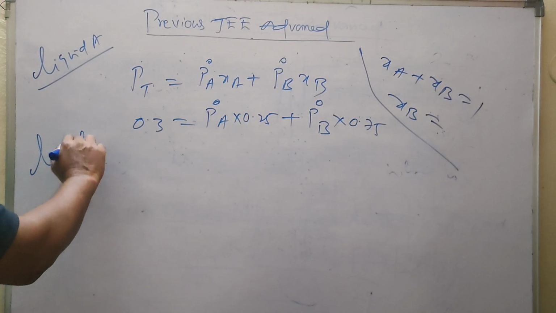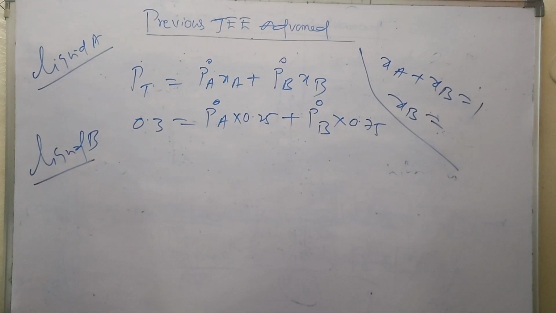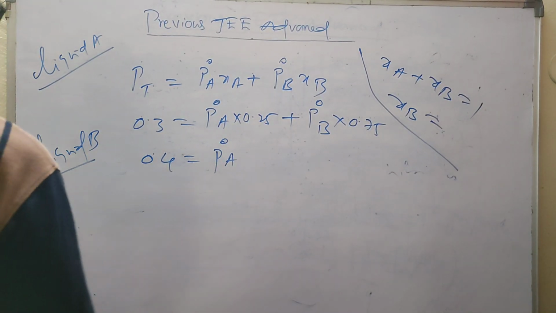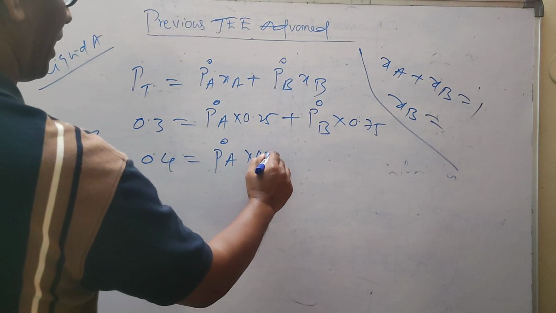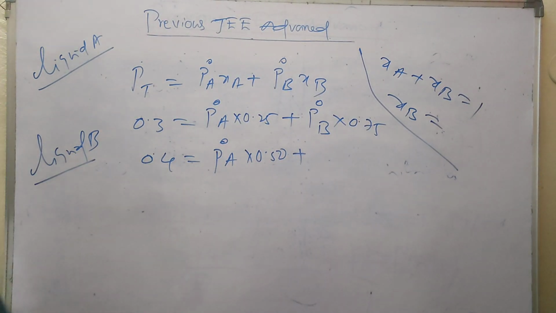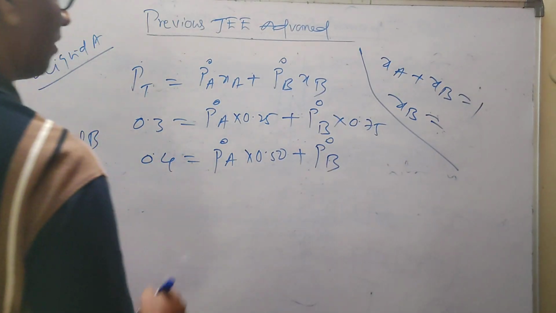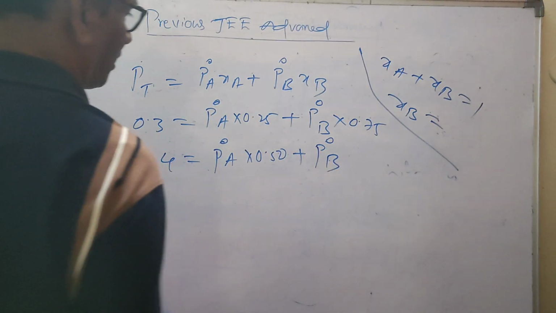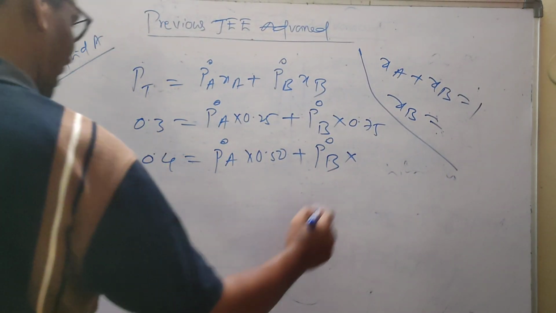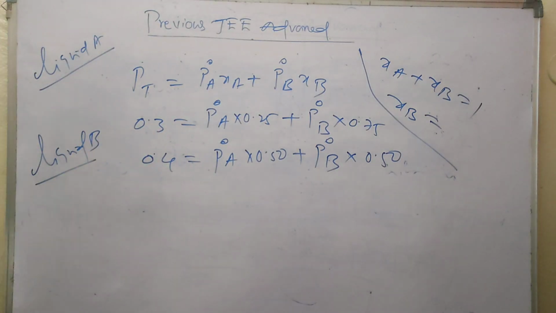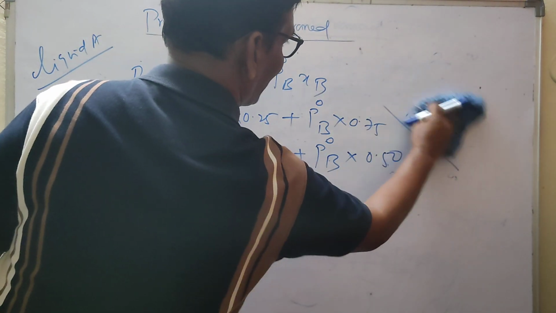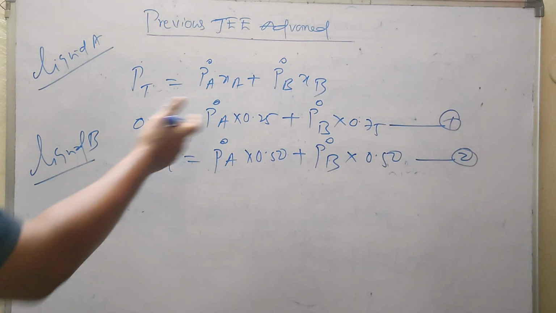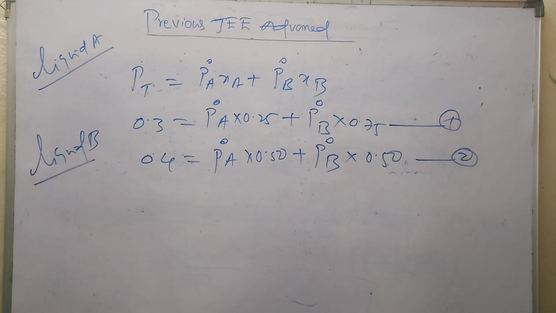Similarly, for liquid B also, I am going to consider same procedure. The value is 0.4. You take P naught A as it is, no problem, and this is 0.50, plus P naught B as it is. Once you know the XA value, XB value, XA plus XB is equal to 1. So again 0.50. Okay now? So this is equation 1, this is equation 2.